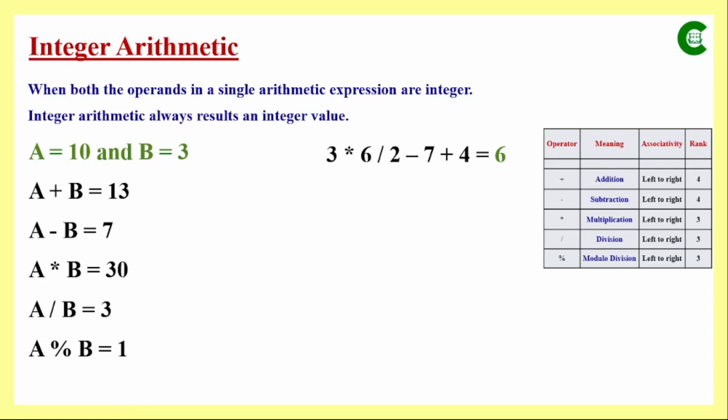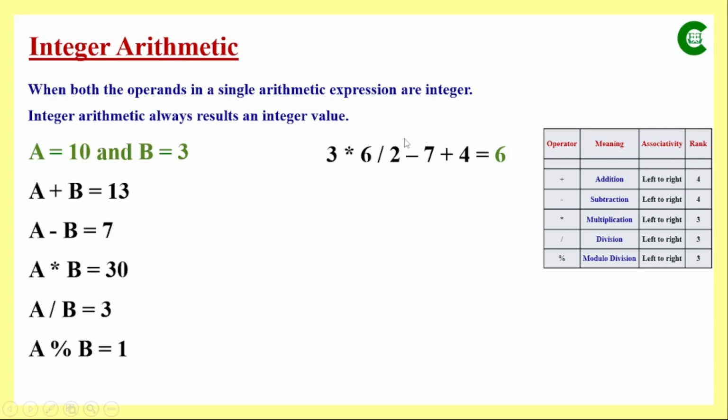But again, there is a confusion: if in an expression we have all these multiplication, division, and modulo division, then which one do we need to perform first? Because all of them have the same rank, 3. So in that case, the rule is that the operation or operand that we get at the extreme left will be performed first, and then our processing will move towards the right. So in C programming, multiplication, division, and modulo division will be executed from left to right, and that's what their associativity is. Even in the case of addition and subtraction, they are also executed from left to right.